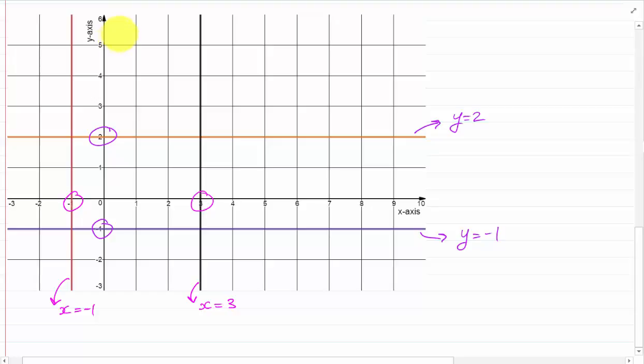Notice also that the y-axis is the line x equals 0. And that's why if you want to find the y-intercept, we substitute in x equals 0. And the x-axis is the line y equals 0. And so if you want to find the x-intercept, we substitute in y equals 0.